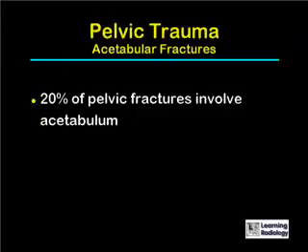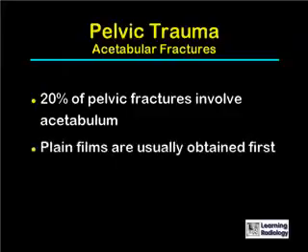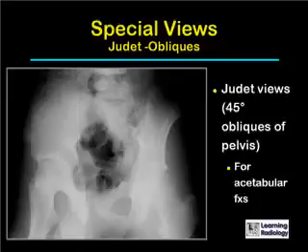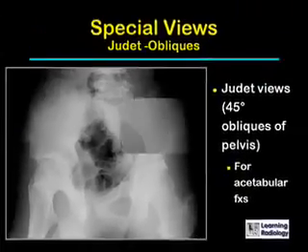About 20% of pelvic fractures involve the acetabulum. Conventional radiographs are usually obtained first, but CT is the best way to evaluate for acetabular fractures. There are some special views that are used with conventional radiography. The Judet views are oblique views obtained at a 45-degree oblique angle, and they're especially helpful in evaluating for acetabular fractures. This is a right posterior oblique of the pelvis.